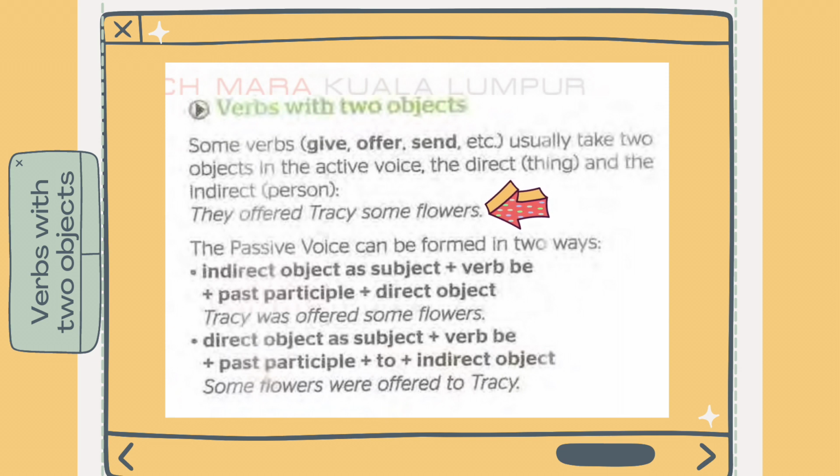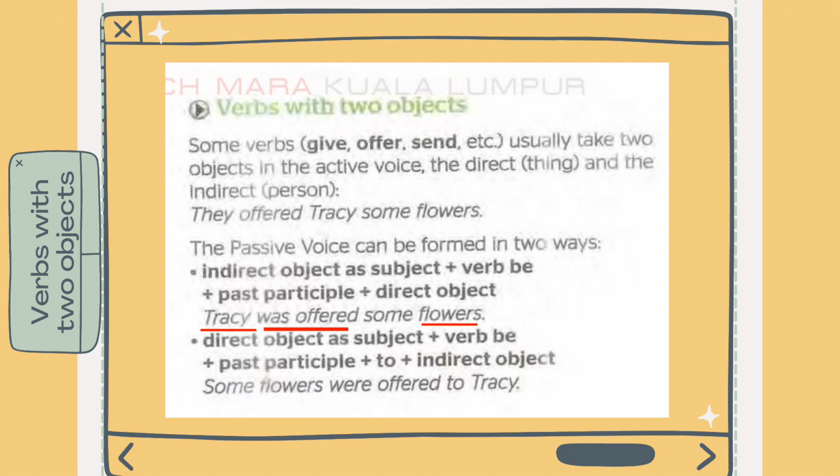To change these sentences into the passive voice, it can be formed in two ways. The first one: indirect object as subject, which is the person as a subject, plus verb be, plus past participle, plus direct object, which is the things. It is flowers. So, the sentence will be: Tracy was offered some flowers.